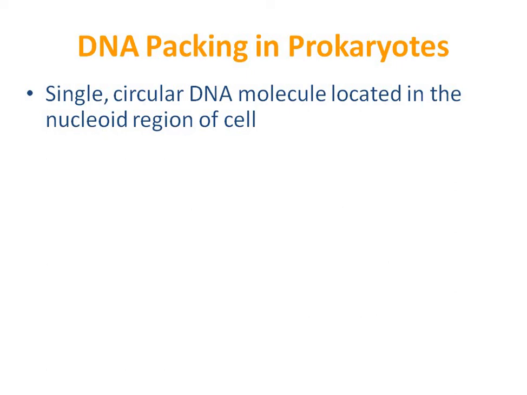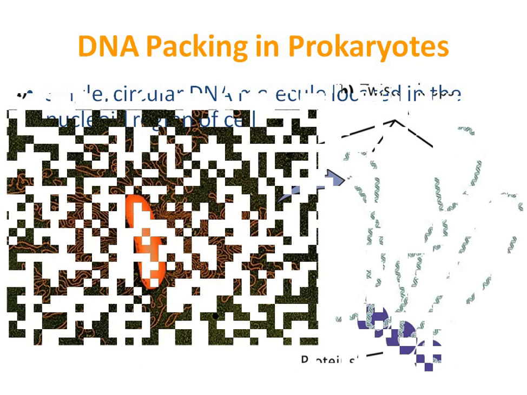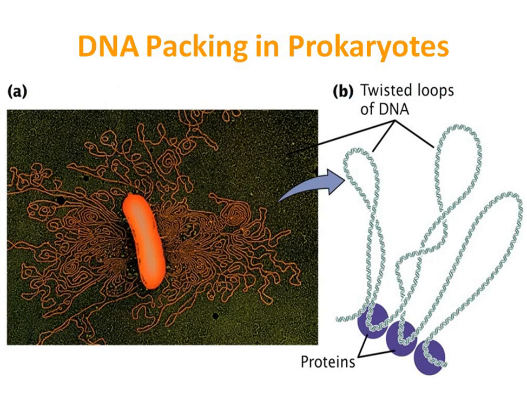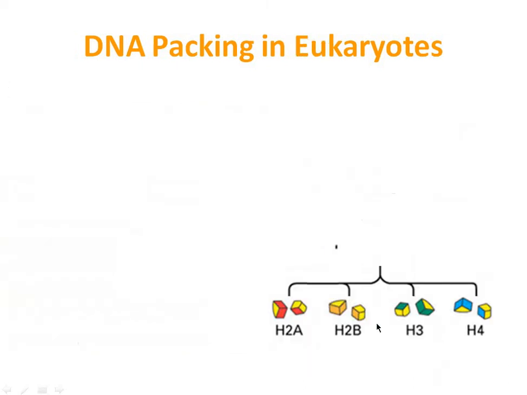In the case of prokaryotes, because there is no definite nucleus, the negatively charged DNA is held at some places with positively charged proteins to form a coiled loop called the nucleoid. And this is the nucleoid structure, and this is the coiled DNA that is held by this protein core. Whereas in eukaryotes, the packing of DNA is much more complex.